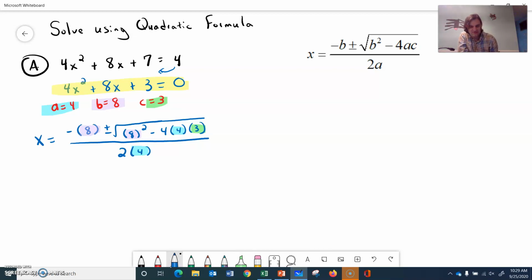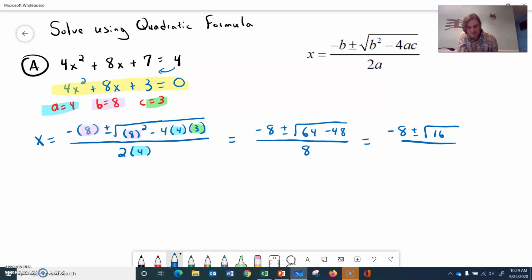So we definitely don't want to leave it like this. Let's clean it up. It may give us a nice answer, it may not. But we have negative 8 plus or minus the square root of 64 minus 48, it looks like, all over 8. A little bit more, negative 8 plus or minus the square root of, I believe that's 16 over 8.